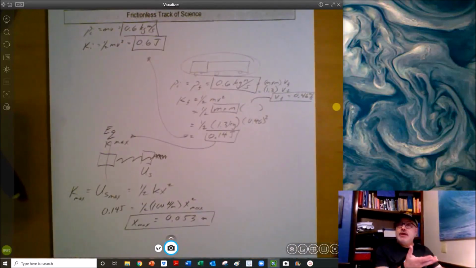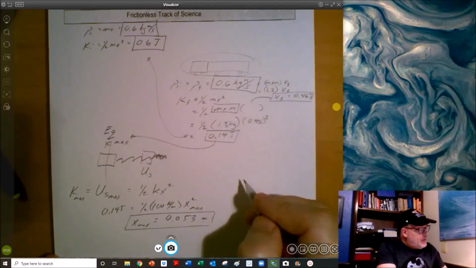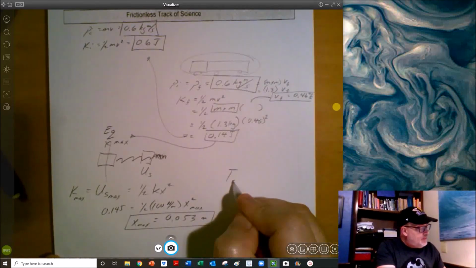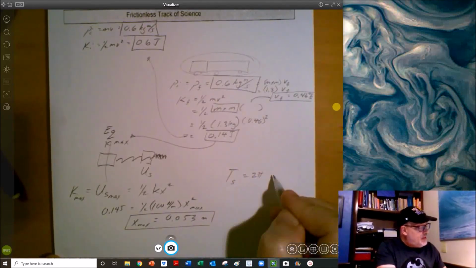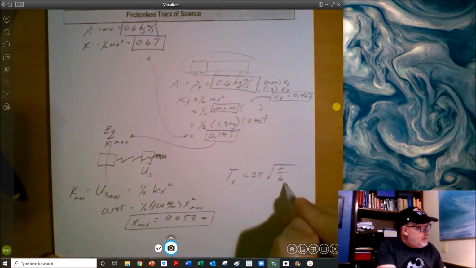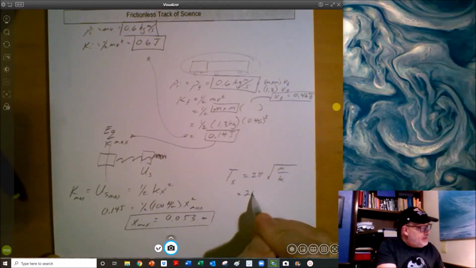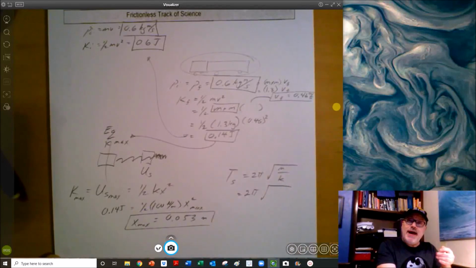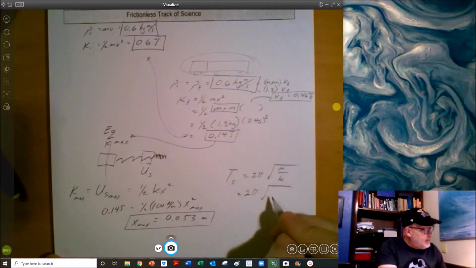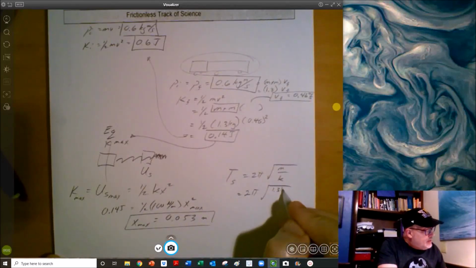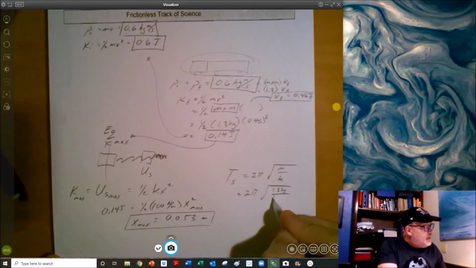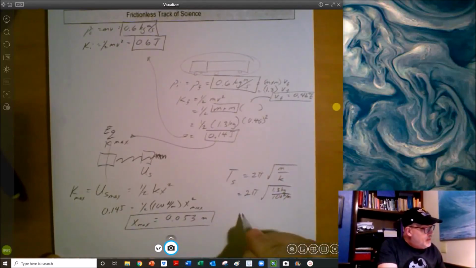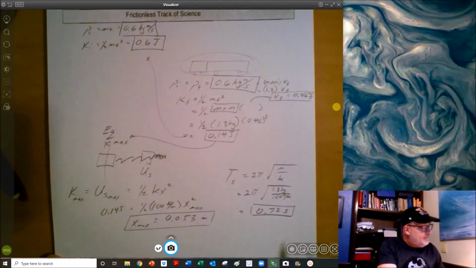Is there anything else we can figure out about this? Well, it's an oscillating object, so we could figure out the time period. The time period for a spring mass system is 2 pi square root of m over k. Be careful, that's 2 pi square root of the mass that's oscillating, which is the whole thing. So 1.3 kilograms over 100 newtons per meter. So our time period turns out to be 0.72 seconds. And that's it.